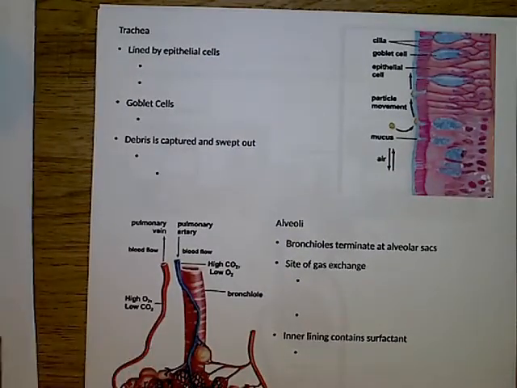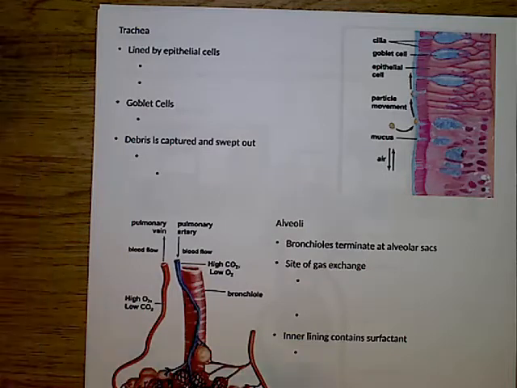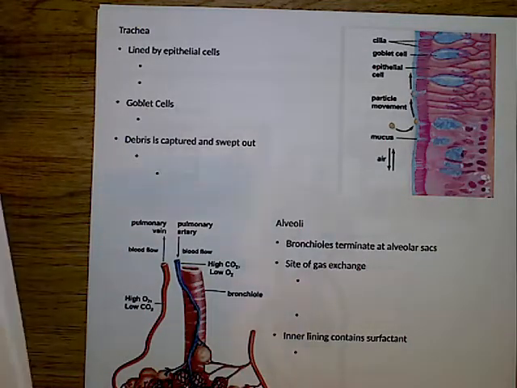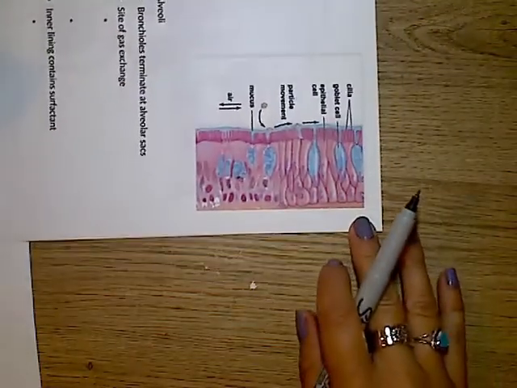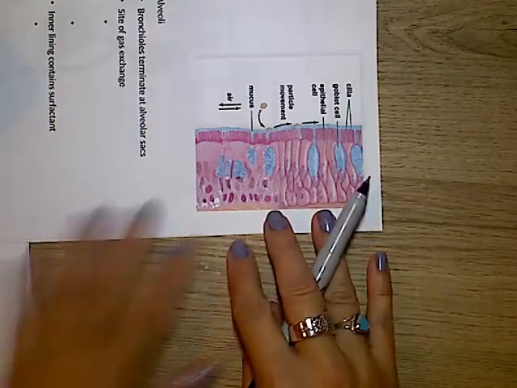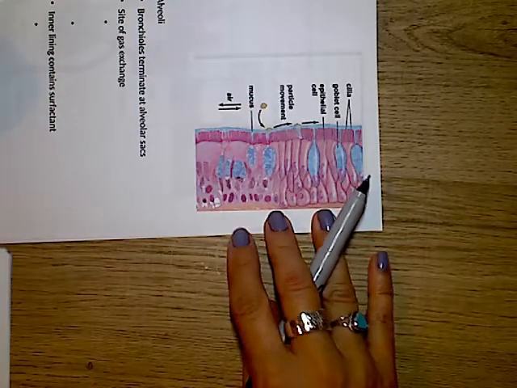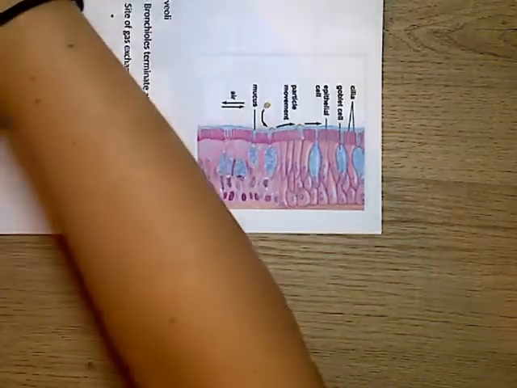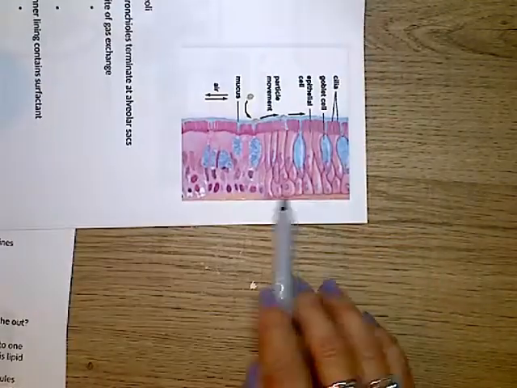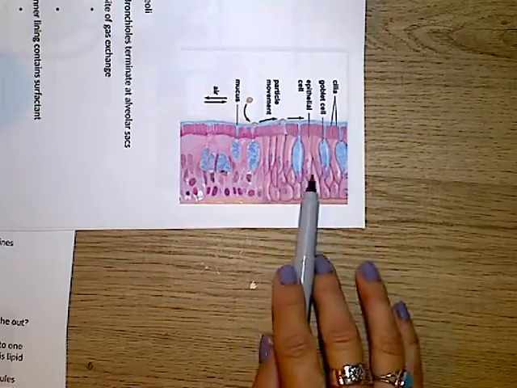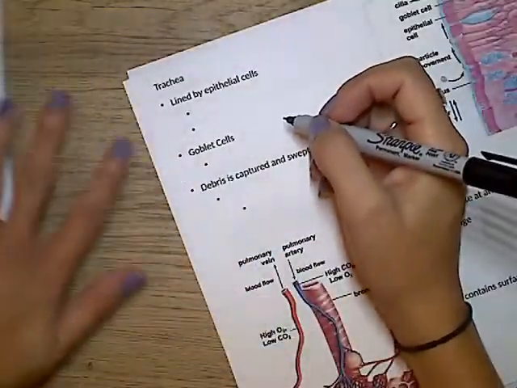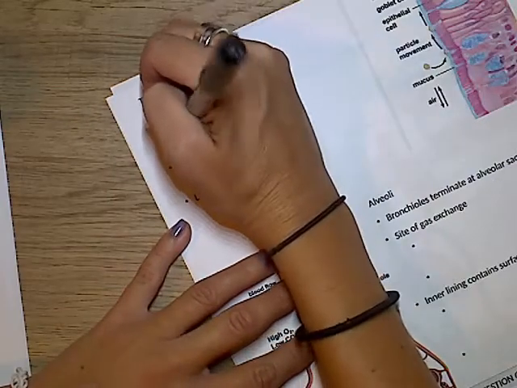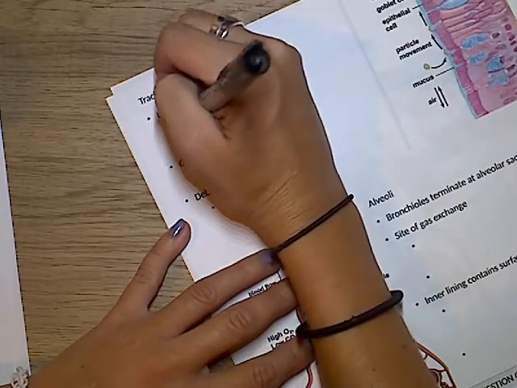So we're going to start here with the trachea. The trachea is lined by epithelial cells, and based on what we already know, if we look at this, what type of epithelial cell is it? You have some cells that are peekabooing out, so remember that's pseudostratified. They are pseudostratified epithelium.